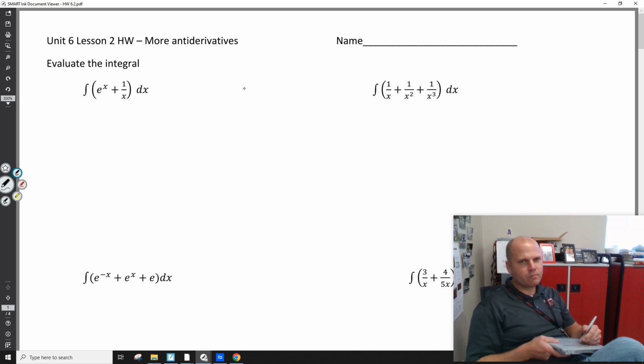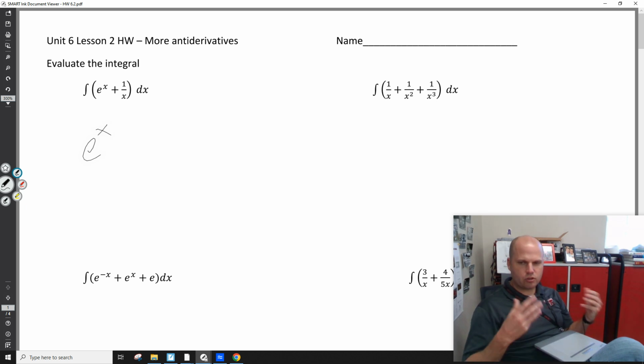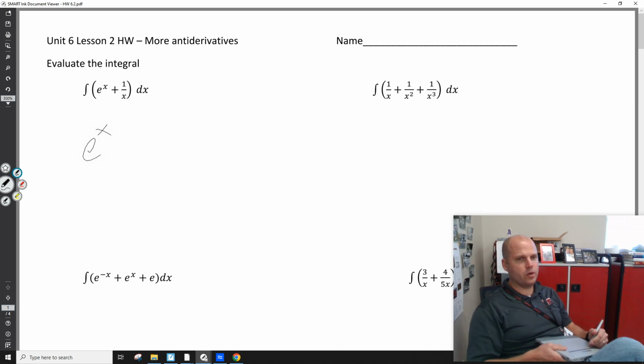Okay, great. What do we learn? The antiderivative of e to the x is e to the x. It makes sense. There's nothing fancy going on. It's just a derivative we know, so it's an antiderivative we know.